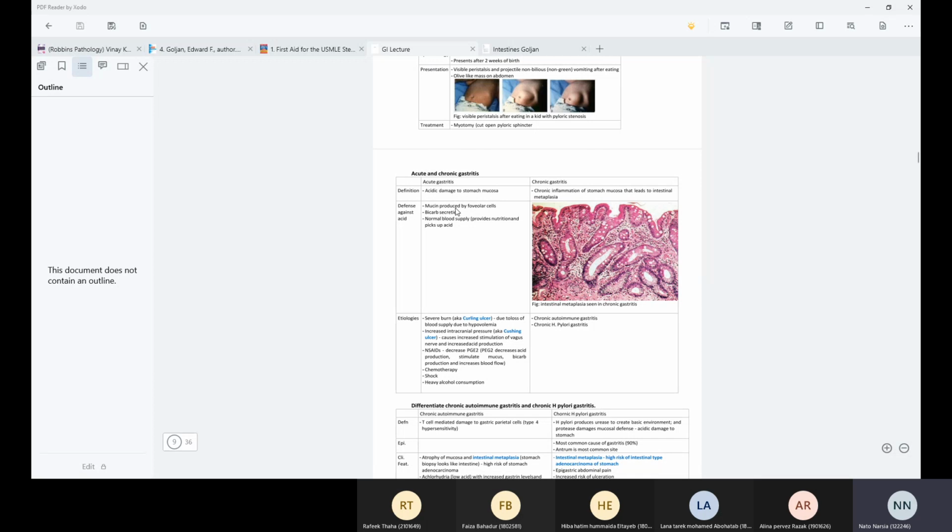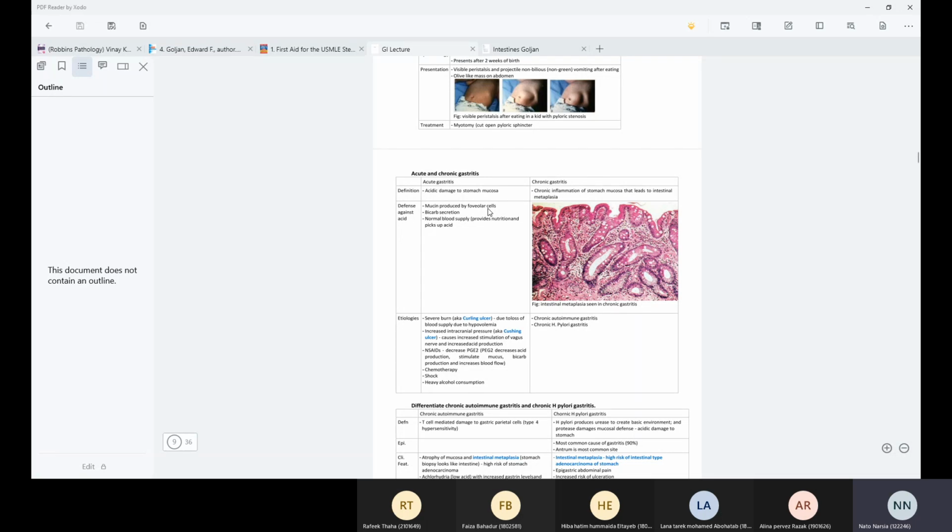One is mucin production, guys. Mucin is produced by foveolar cells. Foveolar cells are the epithelial cells we have in the stomach, and they produce mucus, and this mucus protects the layer. Bicarbonate secretion is another protection. Blood supply is also another mechanism, because blood supply provides nutrients and helps to recover the epithelium, right?